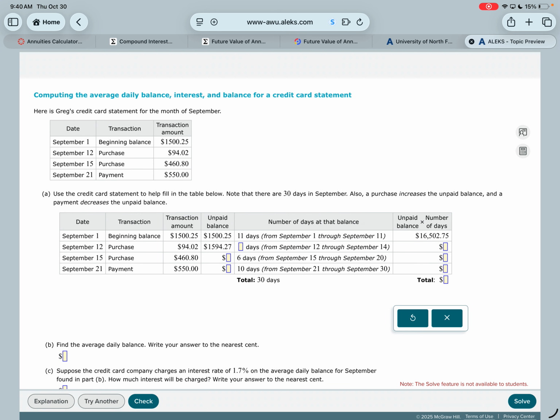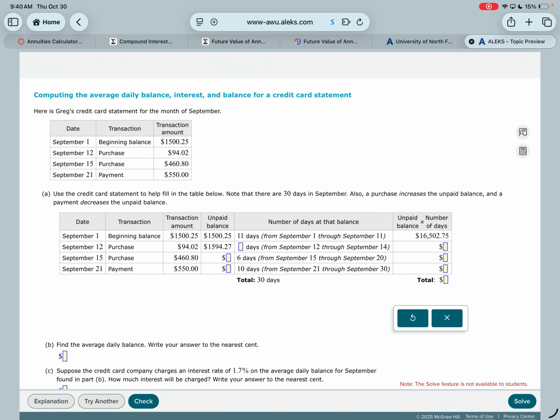Okay, so it actually does find the average of how much per day you had on it, based on having $1,000 for the first 15 days and then $0 for the next 15 days. So the average is you add them all up and divide by how many there are. So what you have to do is figure out your balance for each day. Okay, and this kind of walks through how it changes. So my beginning balance on September 1st was $1,500. And I kept that balance for 11 days. So they did 1525 times 11.